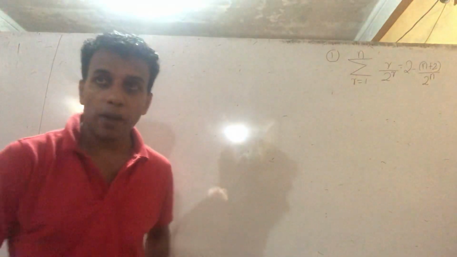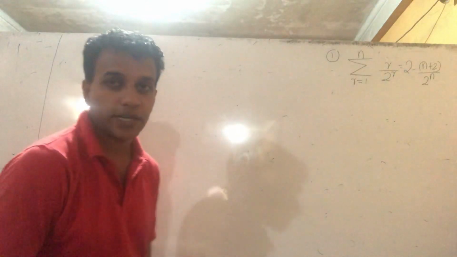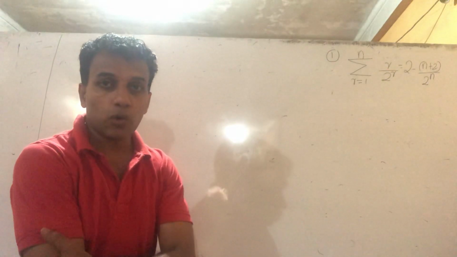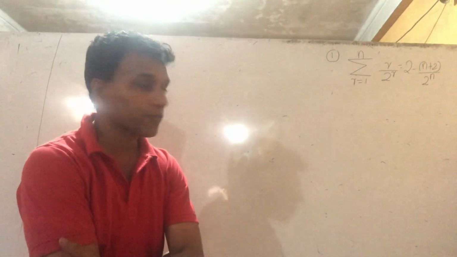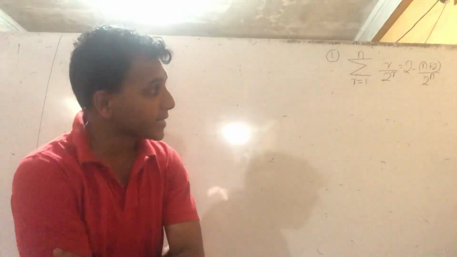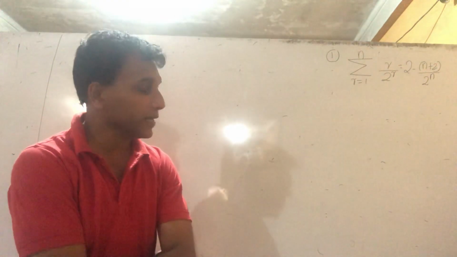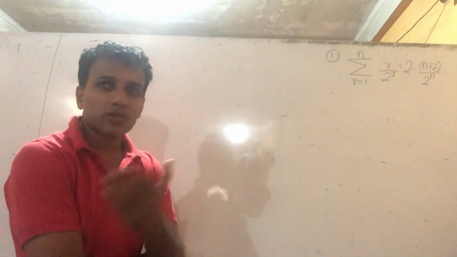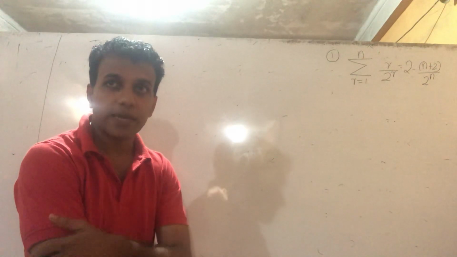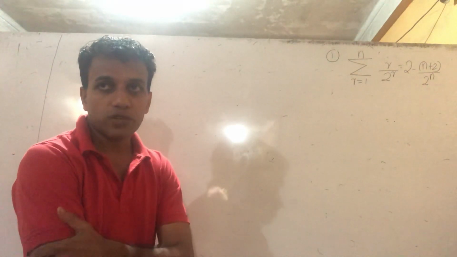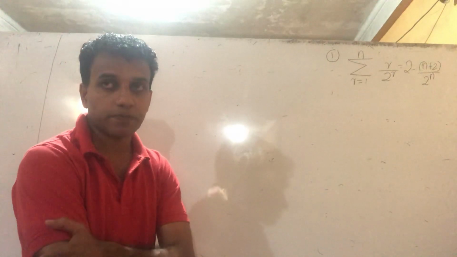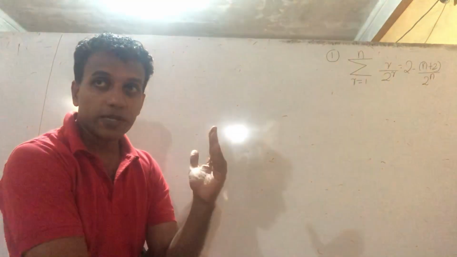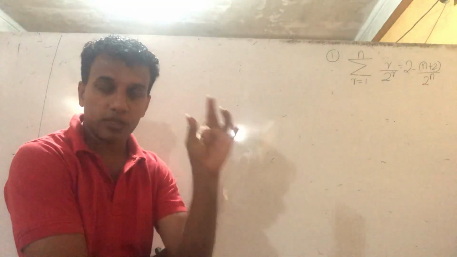Okay, first question, the pure maths as usual: mathematical induction. Show that the sum of r over 2 to the power r, for r equal 1 to n, is equal to 2 minus (n plus 2) over 2 to the power n. You know how to work this from my third and fourth pure maths papers. Every four papers I publish this induction, it's the way in the pure maths paper.